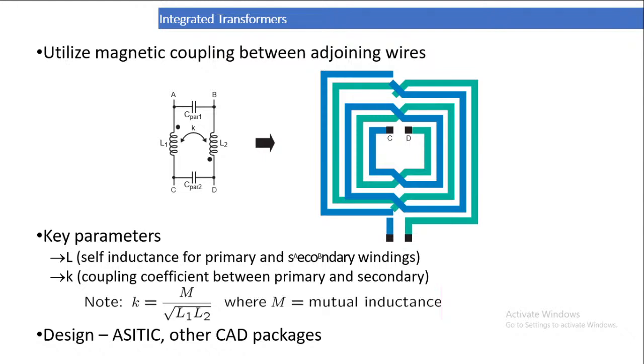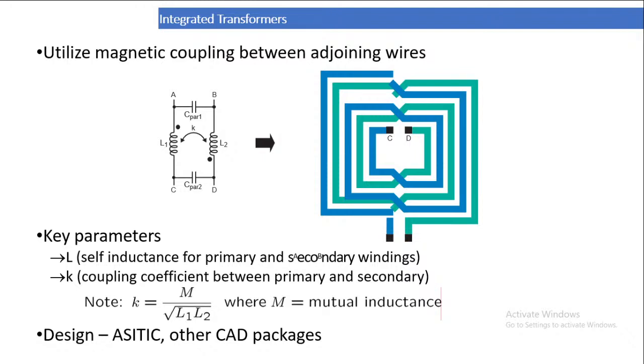You must have read about the transformer in physics. When two coils are coupled, they form a transformer. You have a primary and you have a secondary. Here also you can see that there are two coils.